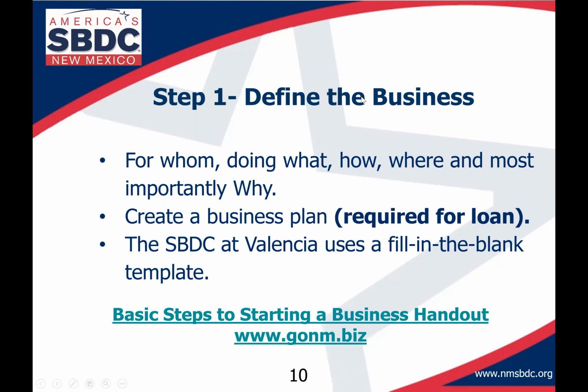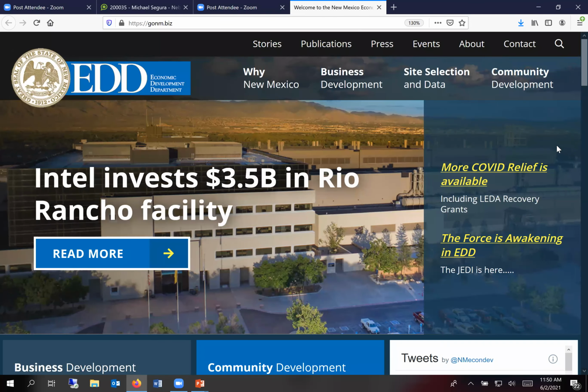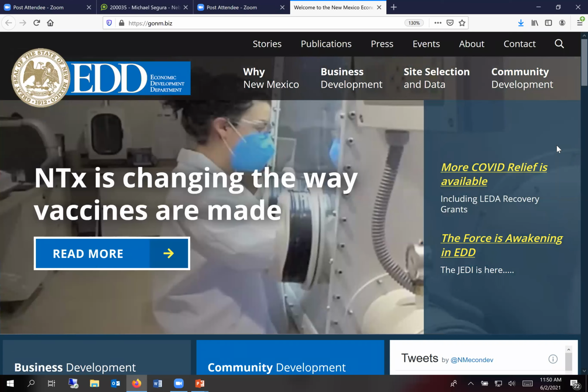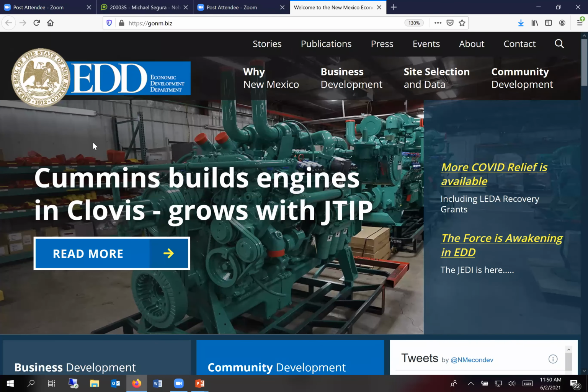And I want to open up, you saw the basic steps handout already in our last slide. And I want to open up the gonm.biz website and talk to you all about programs for starting and expanding a business offered by the New Mexico Economic Development Department. Most of them are underutilized and they're really great. Mostly they're utilized for expanding businesses, but there are great programs for starting a business.